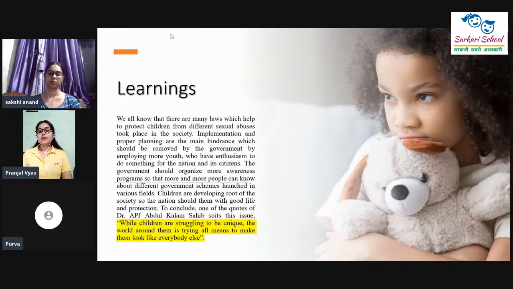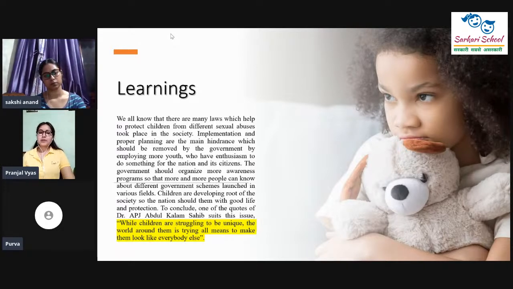And this can happen by first educating more and more people about sex education. Sex education is needed most, and parents should have a friendly conversation with their children on the issue. Also, the government should employ more youth who have the enthusiasm to do something for the nation and its citizens, and organize workshops or awareness programs, so that more people come to know about the different government schemes already launched in various fields.